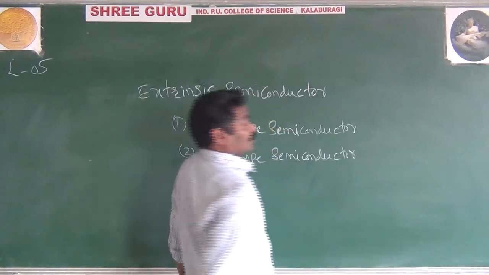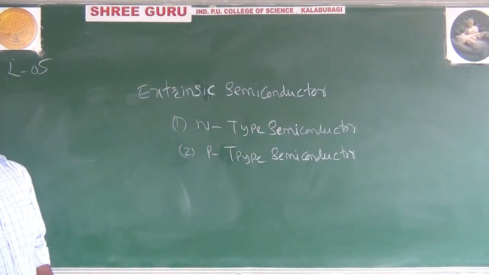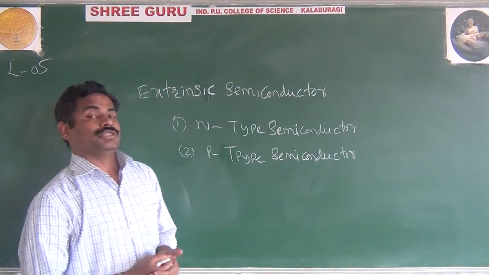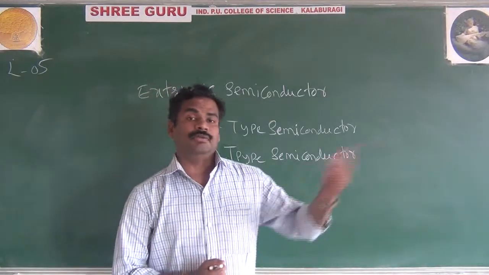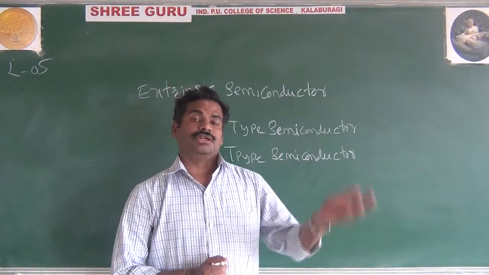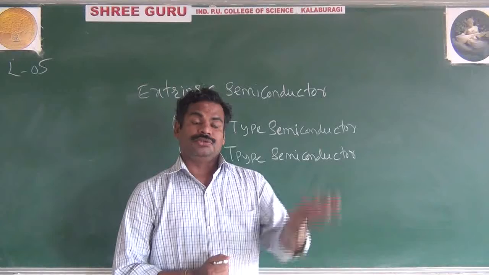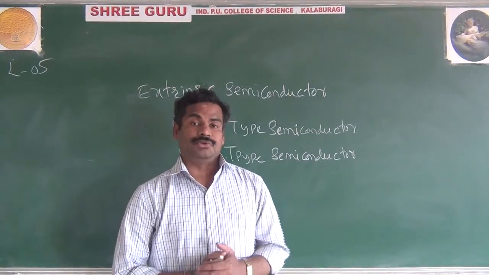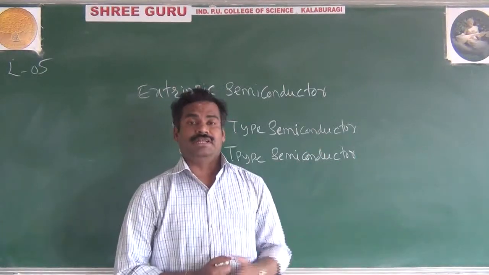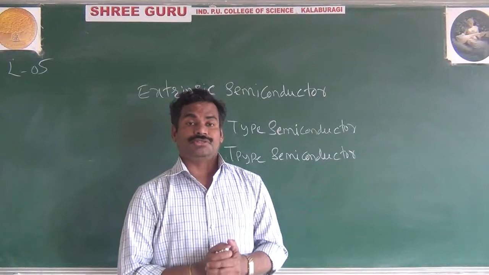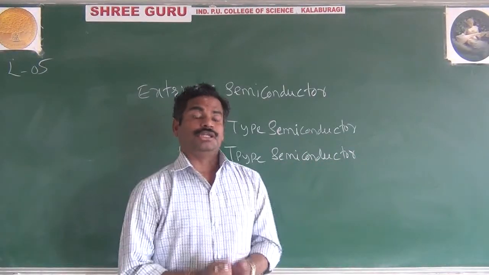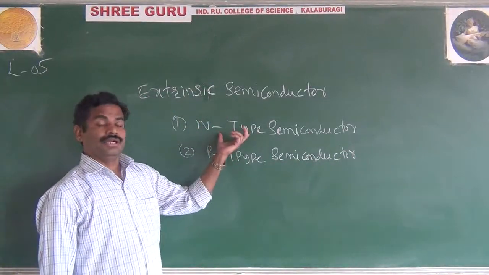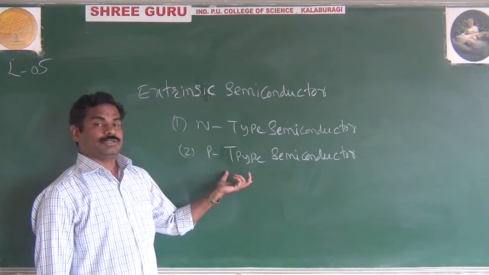As we know, if a semiconductor is in its purest form, its conductivity is very less. To increase the conductivity, we add impurities. What type of impurities are we adding? Depending upon the impurity, you get the types of semiconductor, that is, N-type semiconductor and P-type semiconductor.